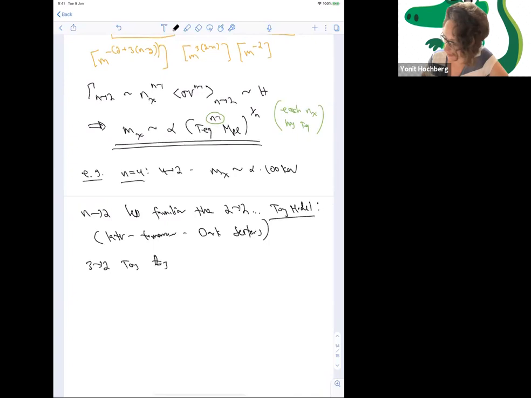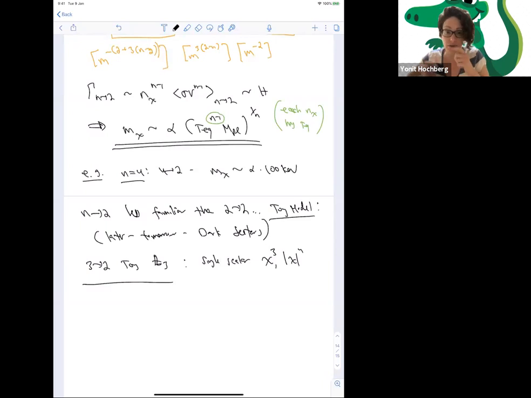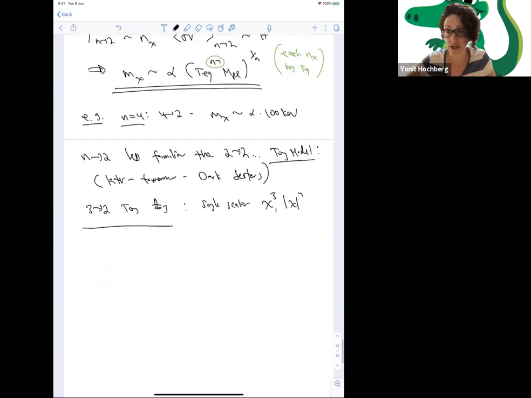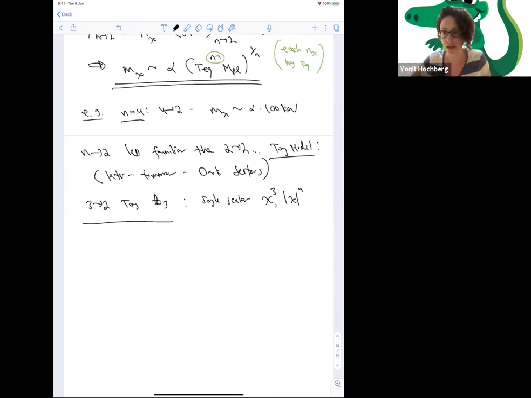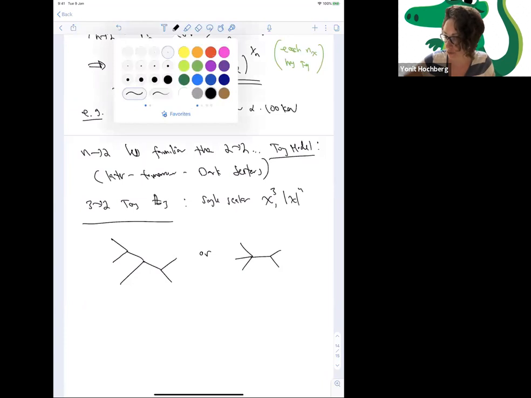It's a toy Z3 model. Imagine that you just have some single scalar. I can have chi cubed interactions, and I can also have absolute value of chi to the 4th types of interactions. So in this toy Z3 theory, I have 3-point self interactions and 4-point self interactions. You can figure out how to glue these together to get 3-to-2 interactions, and there are actually 2 ways. One is to glue together 3 3-point interactions. That'll look something like this: here's 1 3-point interaction, and here's another 3-point interaction, and here are 2 that are shooting at. That's one way. Or I could take 1 4-point interaction and latch on a 3-point interaction. These are 2 different topologies for how I would get 3-to-2 processes.